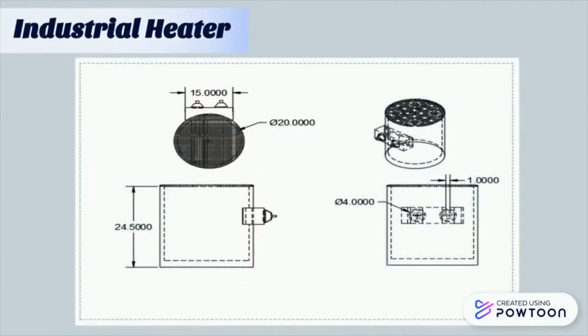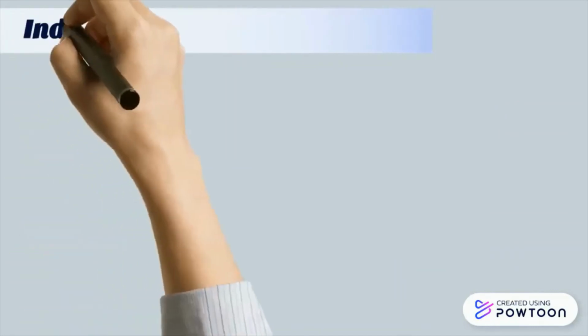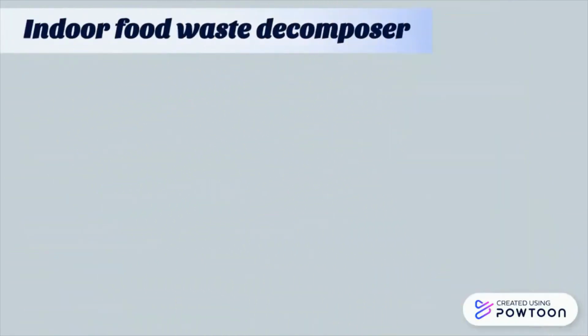Fifth, industrial heater. It has a 20 cm diameter with a 24.5 cm height. It dehydrates the food waste inside the food tank. Lastly, we are going to have a look at the overall design of the indoor food waste decomposer after integrating all the modules together.